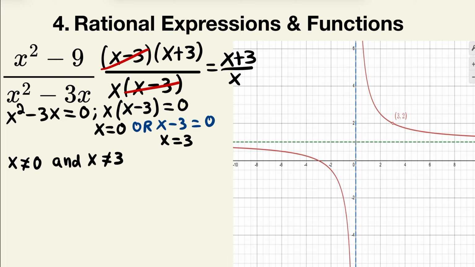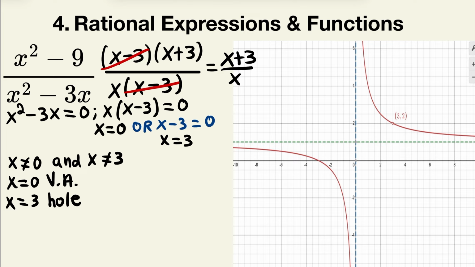All right. So graphically, what do these mean? Well, I will say the factor we did not cancel, the x in the denominator, creates a vertical asymptote at x equals 0. So I'll just write that here: x equals 0 creates a vertical asymptote. And then the factor we did cancel, x minus 3, creates a hole or removable discontinuity at x equals 3. So I'll just write here x equals 3 creates a hole.